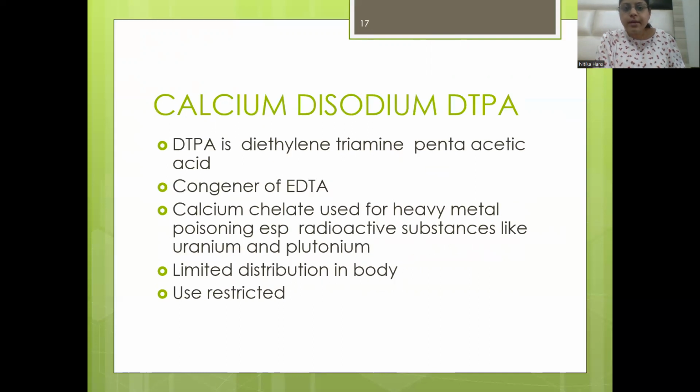Calcium disodium DTPA. DTPA is diethylene triamine pentaacetic acid. It is the congener of EDTA. It is also a calcium chelate and it is used for heavy metals, especially plutonium and uranium. Limited distribution in body and uses restricted. This is used for heavy metal poisoning like uranium and plutonium.